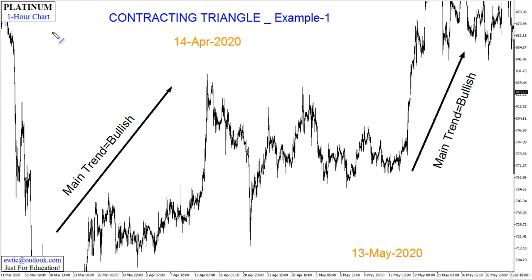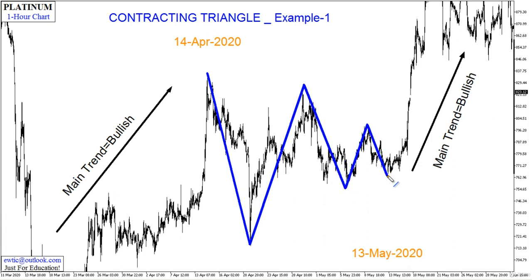This in front of you is a chart of a precious metal. This is platinum metal. Okay, the time frame is 1 hour, and here the main trend was bullish, and we are looking at this pattern that initiated on 14th of April 2020 and finished on 13th of May 2020, right? Here we see an example of a contracting triangle. From this high, we see a move down, we see a move up, we see another move down, we see a move up, and we see a final move to the downside, right? This is a sideways pattern, a triangle.